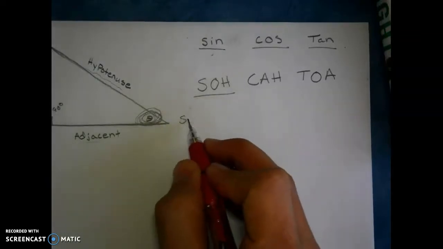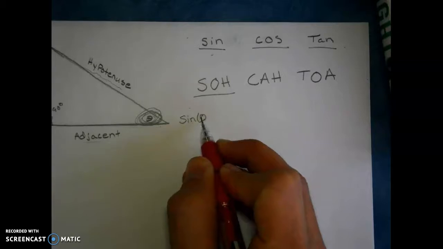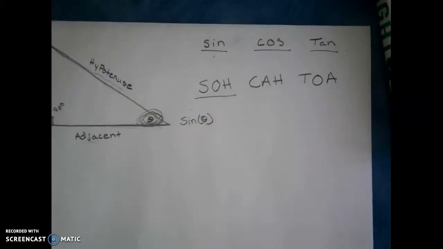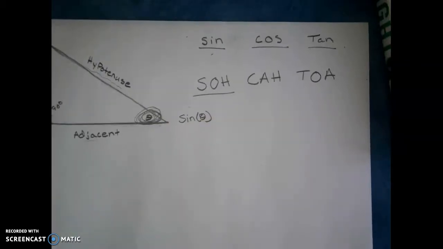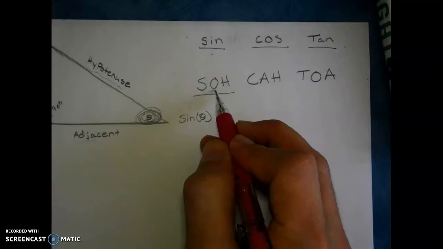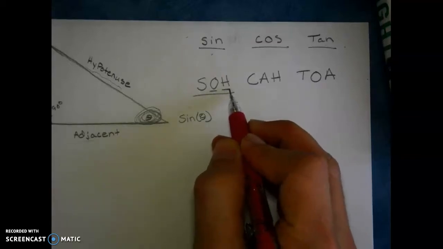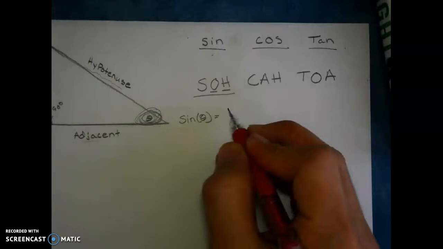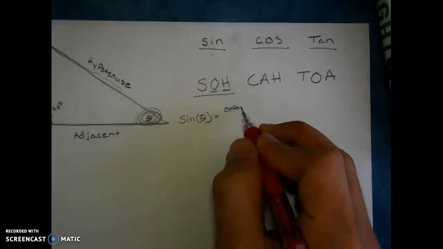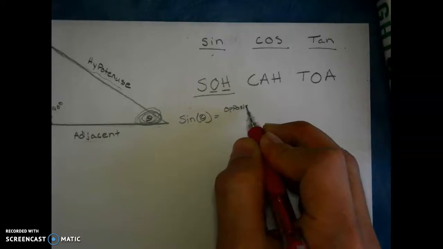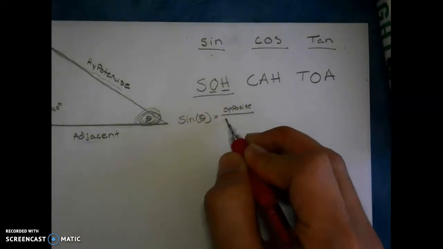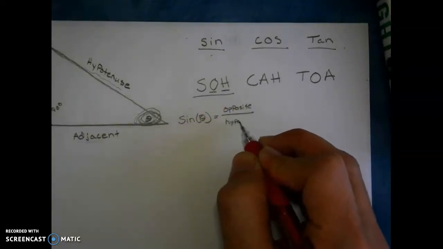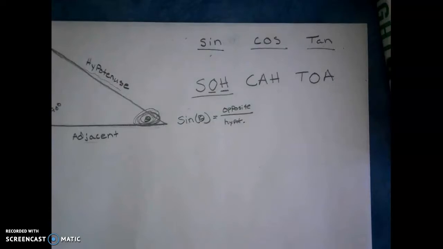So sine of theta, where theta is our missing angle, the one we're trying to solve for. This stands for opposite over hypotenuse. So this is going to be equal to opposite over our hypotenuse. Like that. So that's our ratio for sine.